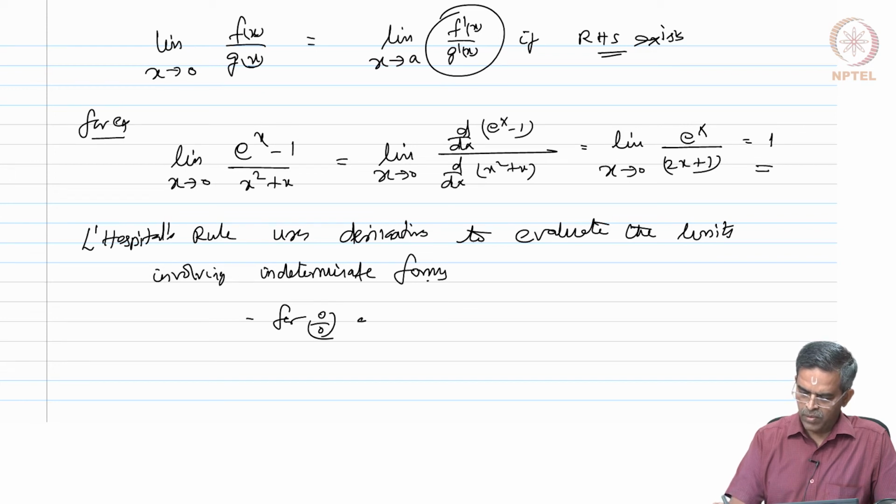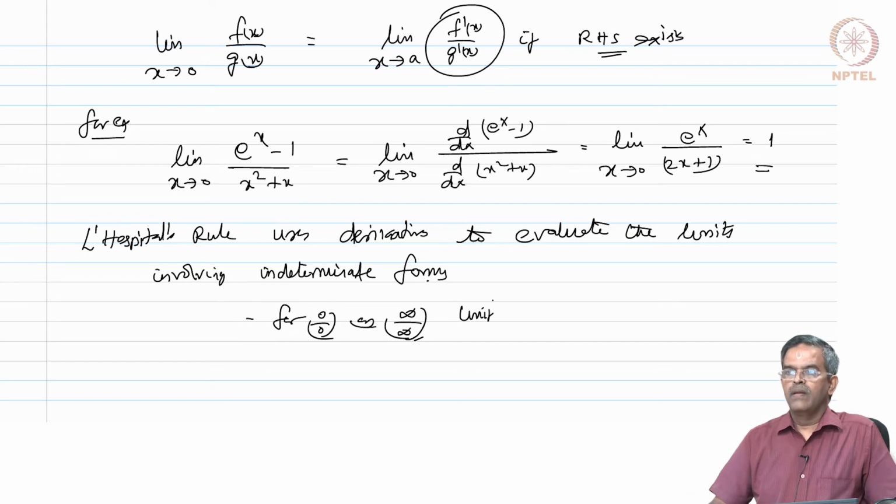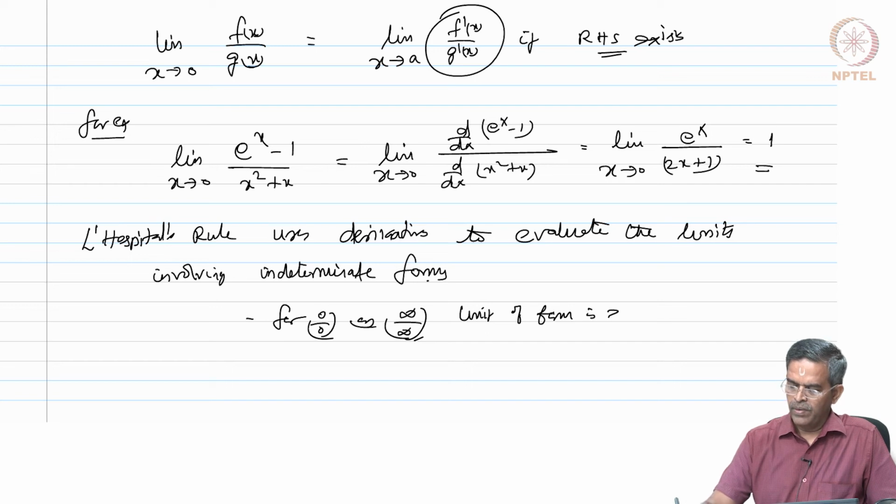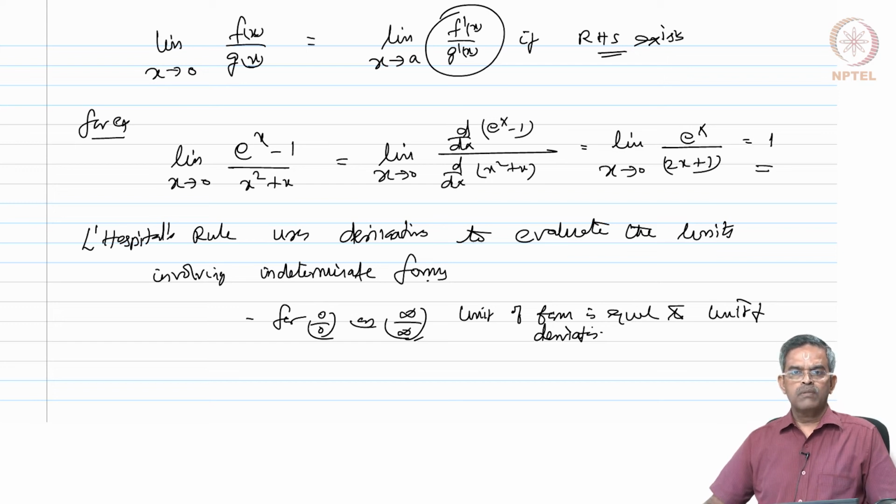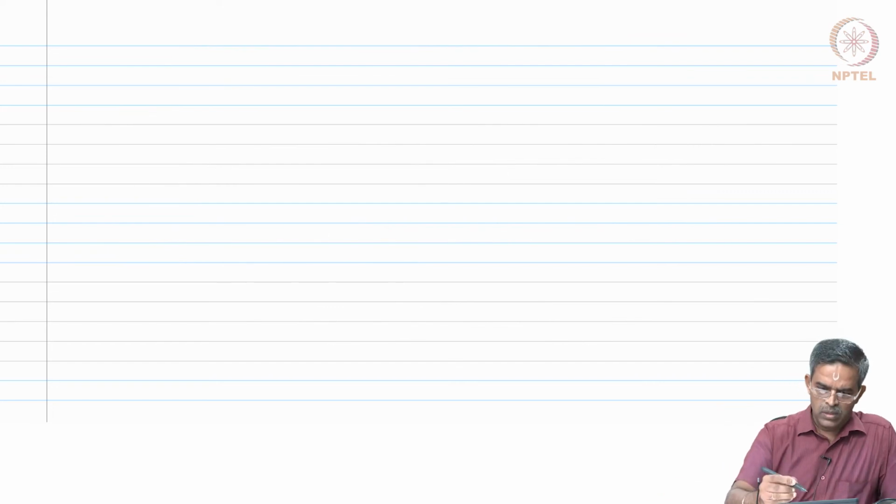For the 0 by 0 form or this form, the limit of the form is equal to the limit of the derivative. L'Hospital rule can be applied any number of times until the function does not reduce back again to 0 by 0 or infinity by infinity. Okay? So, we have a problem which is to be used in this specific case.